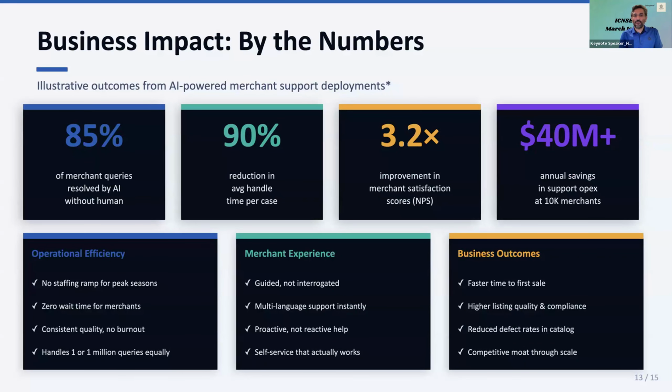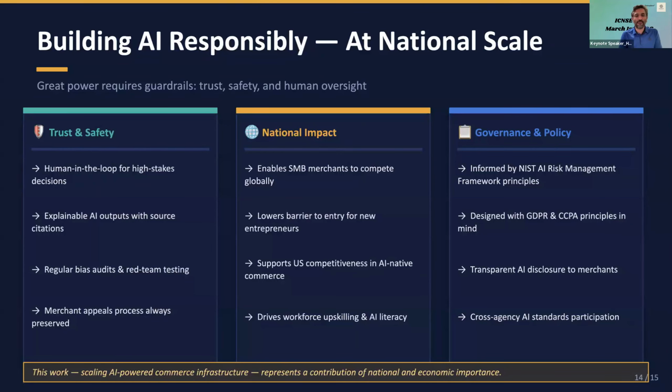So business impact. These are numbers, some of them are illustrative outcomes, but these numbers represent the industry: 85% of merchant queries are resolved by AI without humans right now. Starting from e-commerce, search, the majority of the support cases are taken over by agentic AI. You can see a lot of productivity improvements and then millions of dollars in savings annually. So operational efficiency, merchant efficiency, business outcomes, you can see.